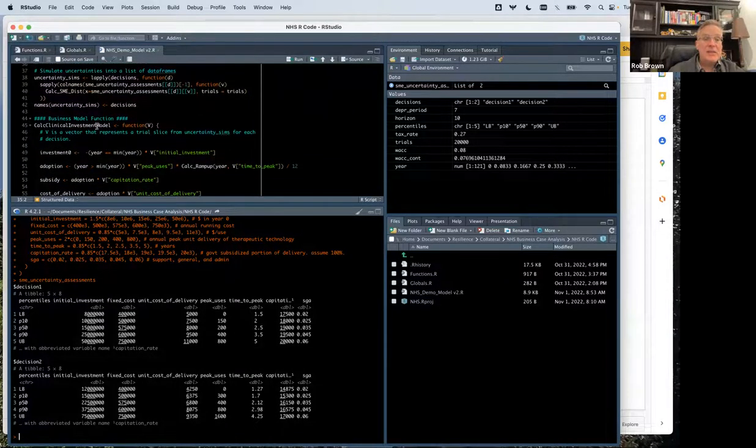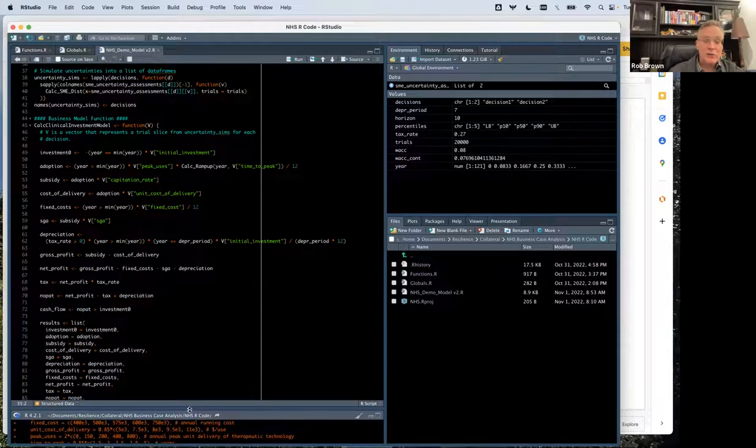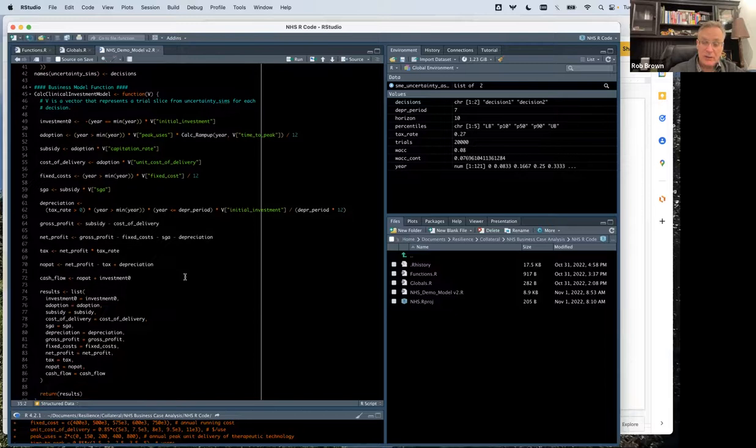The next thing, and I'm going to skip ahead a little bit, is that I would want to create a model that translates the influence diagram into a function. So the investment model basically takes this form. It's a procedural analog of the influence diagram.